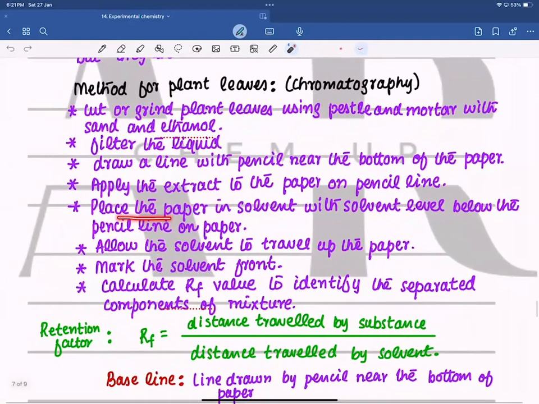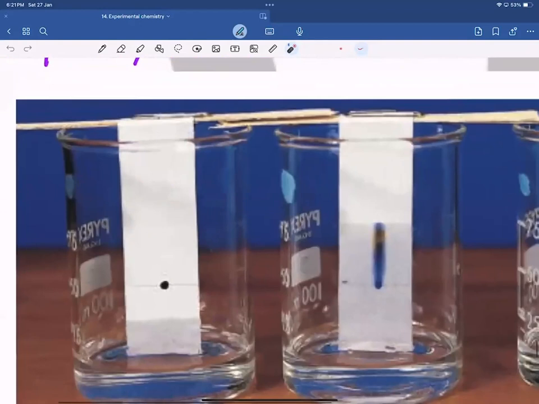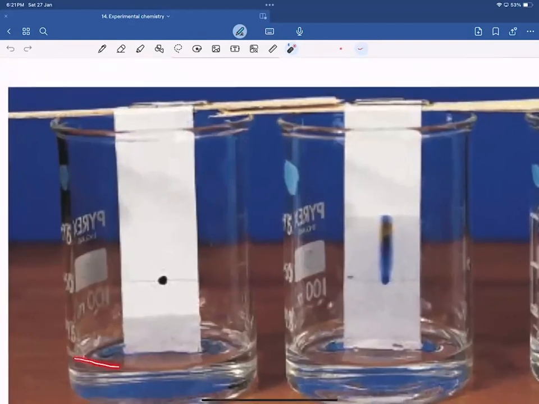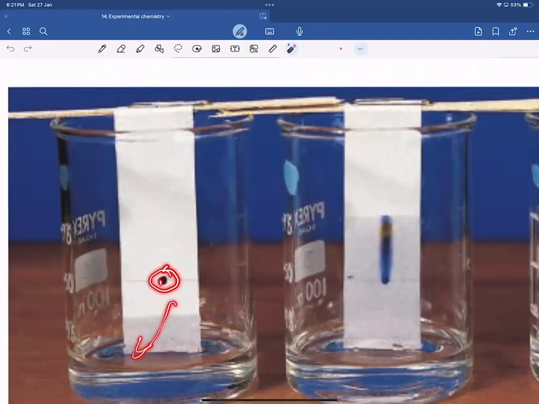Then place the paper in the solvent with the solvent level below the pencil line on the paper. That is very important. When you put it in the solvent, you have to make sure, for example, that the solvent level is here. Some of the paper is dipping in it, but the line is further away, at the top, from the solvent. This is because if the line is dipping in the solvent, the spot that we have applied dissolves in the solvent and drains off the paper.